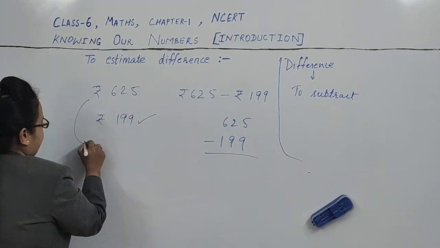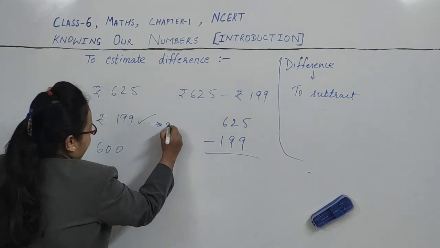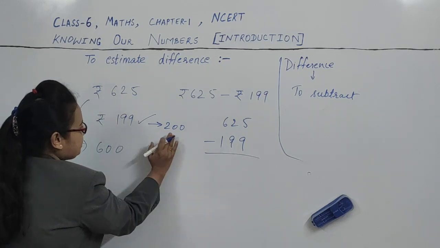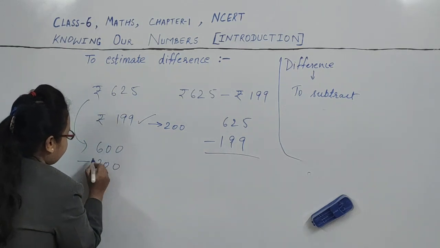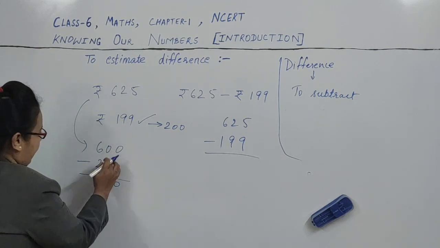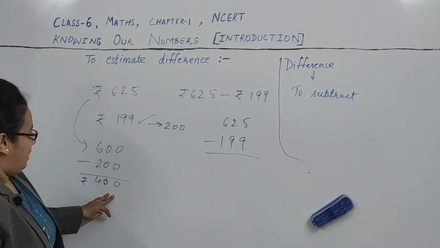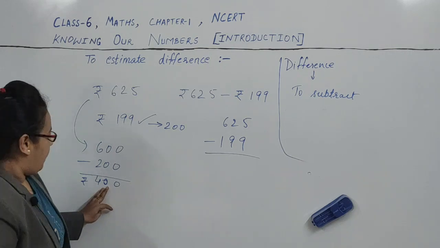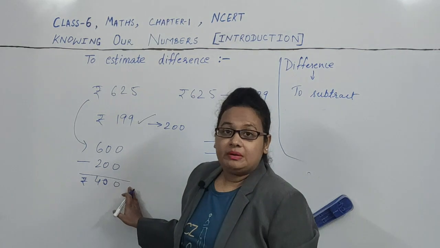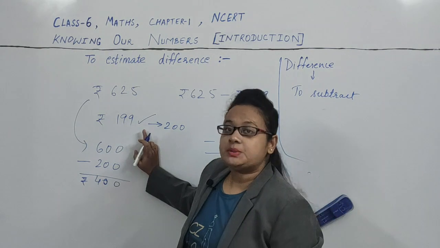This will be estimated as 600 and this will be estimated as 200. So what is the difference between these two? If we subtract 200 from 600, we get rupees 400. So I understood that 400 rupees will be left with me if I purchase this thing which costs rupees 199.